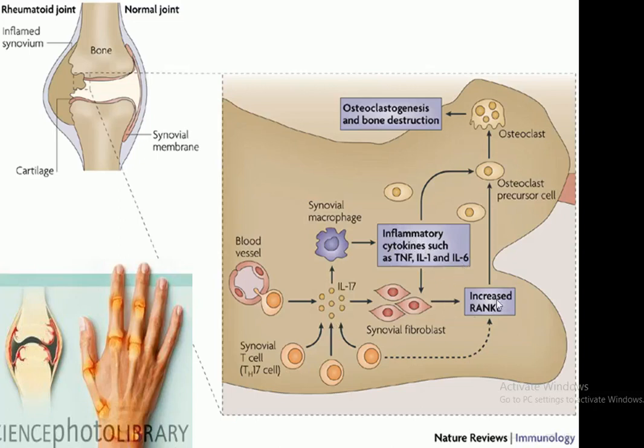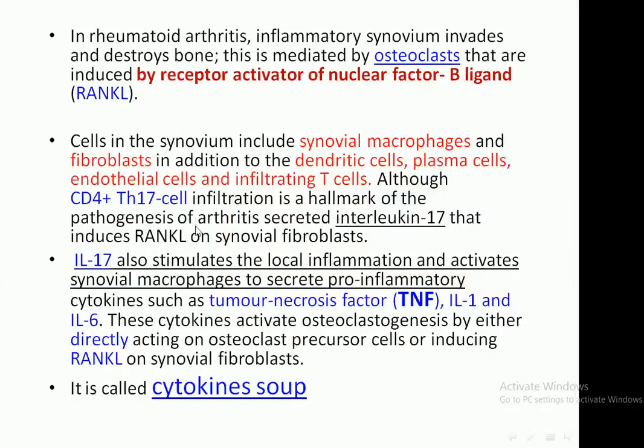6, and this leads to increased RANKL, and this leads to stimulation of osteoclasts that destroy the joint, and increases the activity of the osteoclast cell that leads to osteoclastogenesis and bone destruction. So we found that the joint will form a soup of the cytokines, and it affects the small joints, the interphalangeal joints. And this is the explanation of the previous figure.